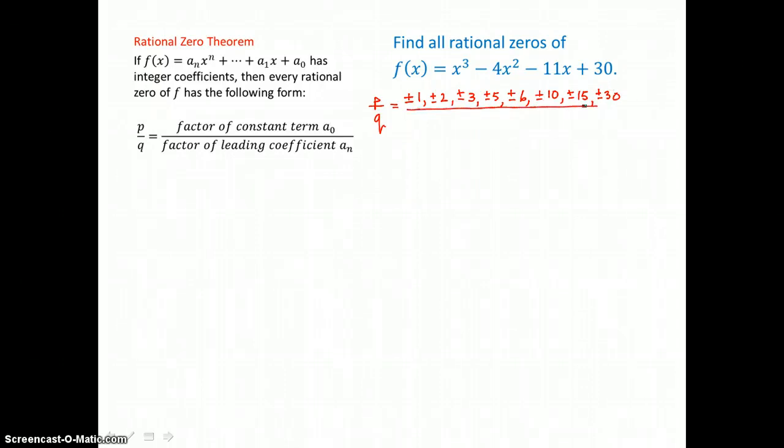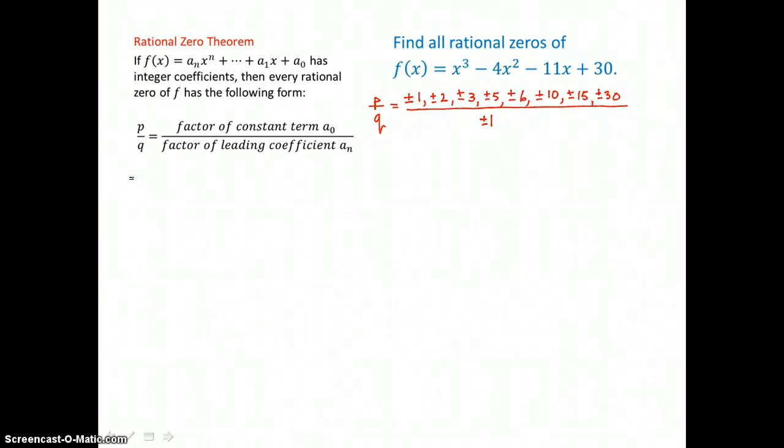And in the denominator, our q values are factors of our leading coefficient. Now our leading coefficient is just 1, so plus or minus 1 are the only factors we have to consider. So this is nice because all we have is those integers in the top over plus or minus 1, which means all we have are the integers in the top to consider.